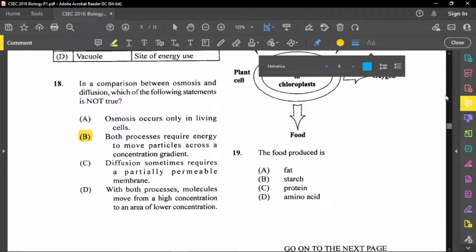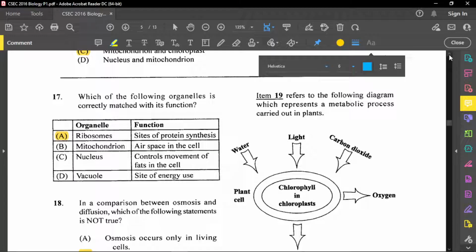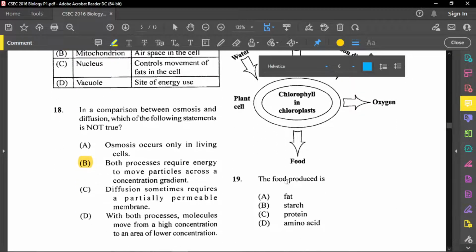All right, so question number 19 now. Question number 19 also refers to the following diagram, which represents a metabolic process carried out in plants. Notice that water is going in, light is going in, carbon dioxide is going in. What is coming out is oxygen. You have chlorophyll in the chloroplast right there. What is also coming out is food, and the food that comes out here is glucose, because glucose is the sugar produced by photosynthesis. Instead, the food produced is what? We have fat, starch, proteins, amino acid.